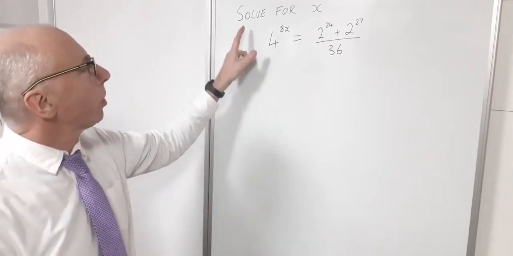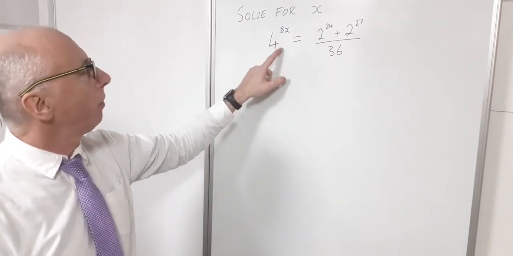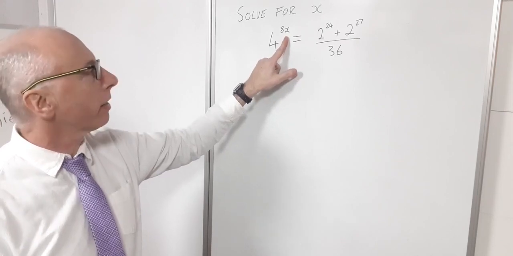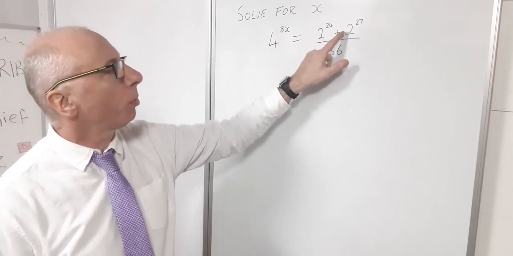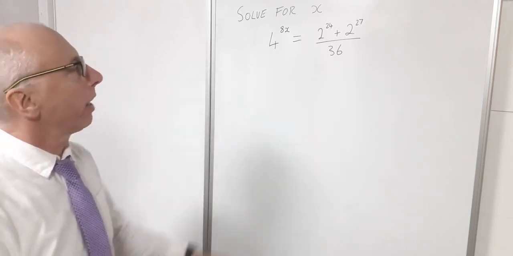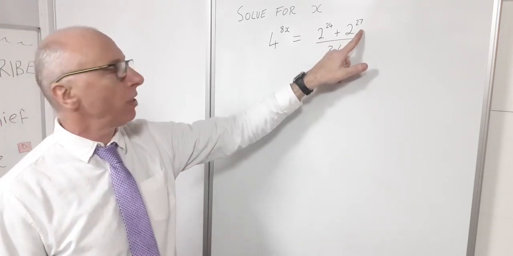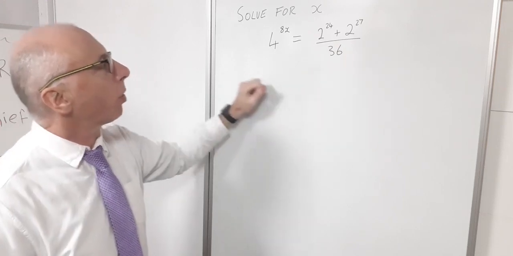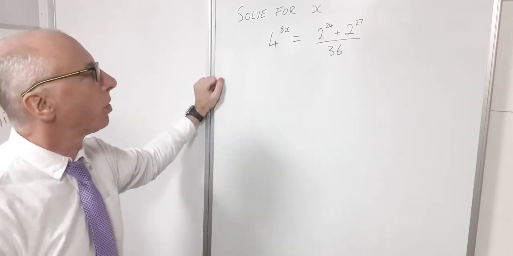So we've got a question here. We're going to try and solve for x. We've got 4 to the power of 8x equals (2 to the 24 plus 2 to the 27) over 36. Now 2 to the 24, 2 to the 27, these are really big numbers. So we're going to have to work something out with those numbers.